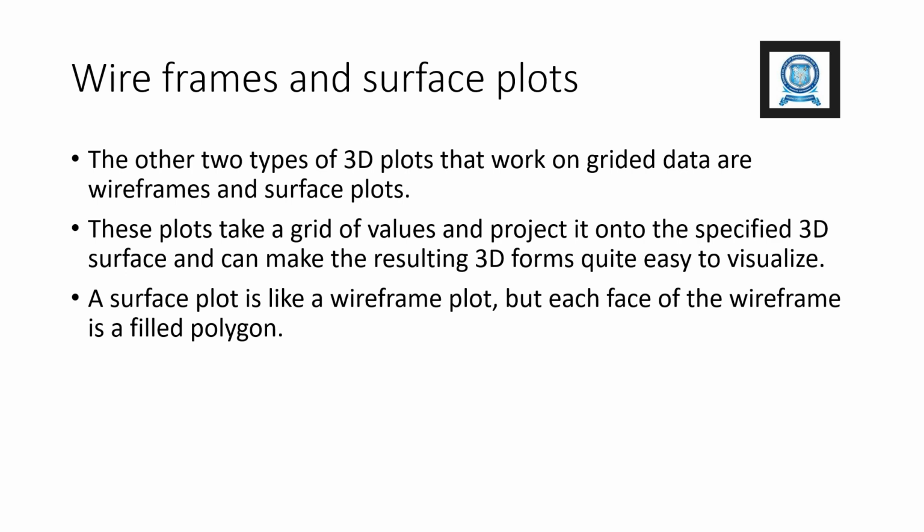Next, wireframes and surface plots. The other two types of 3D plots that work on gridded data are wireframes and surface plots. These plots take a grid of values and project it onto the specified 3D surface and can make the resulting 3D forms quite easy to visualize. A surface plot is like a wireframe plot, but each face of the wireframe is a filled polygon.